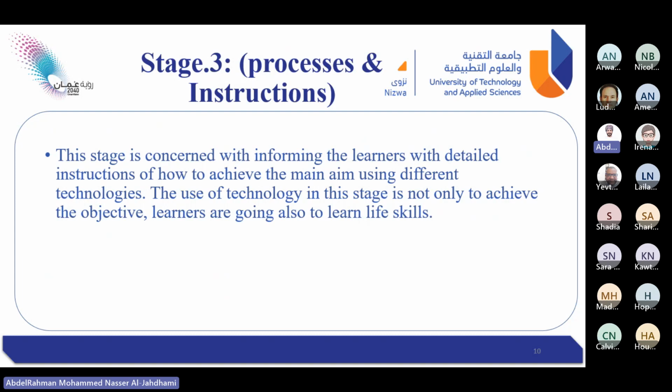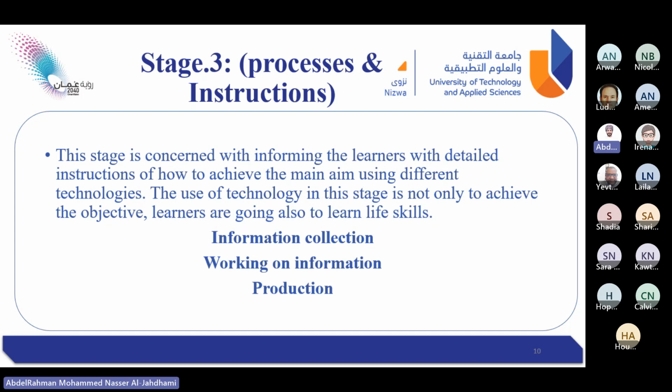Stage 3 is concerned with informing the learners with detailed instructions on how to achieve the main aim using different technologies. The use of technology in this stage is not only to achieve the objectives; learners are also going to learn life skills like communication skills. They will learn how to request something from someone else, how to request information, and many other life skills besides achieving the objectives of the web quest. Stage 3 includes information collection, working on information, and production.